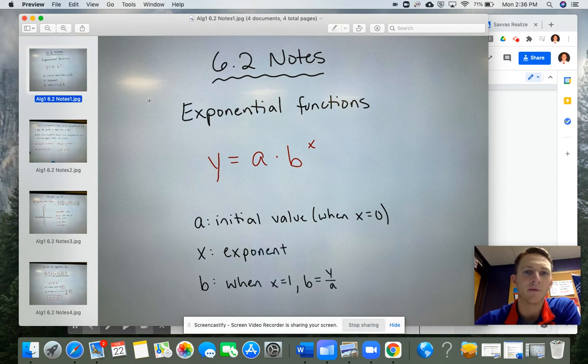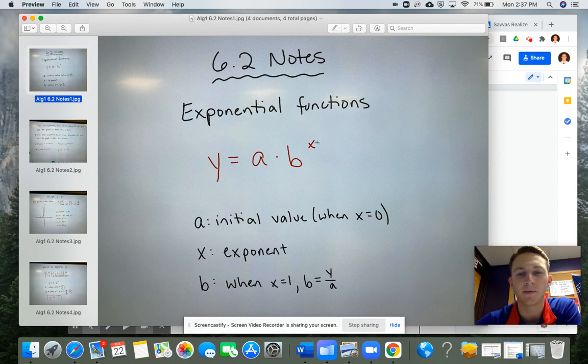All right, Algebra 1, talking 6.2 today. So, exponential functions. The equation for an exponential function is y equals a times b to the x, where a is what we call the initial value. So, that's when x equals 0, where is the graph?